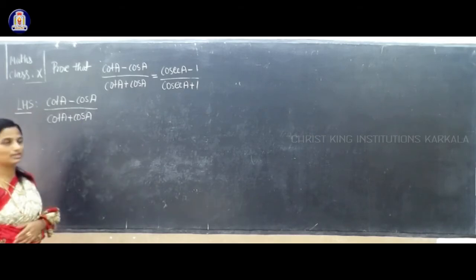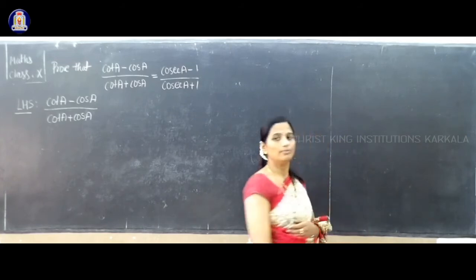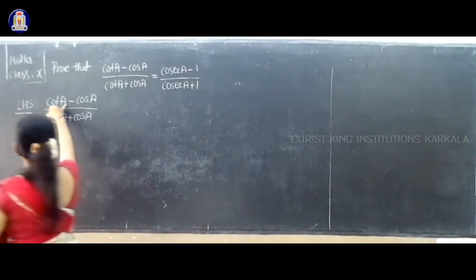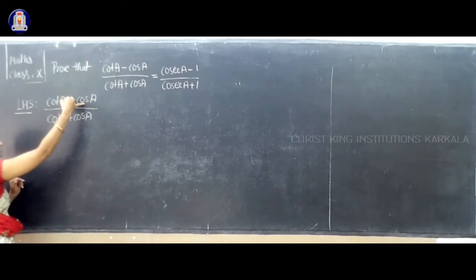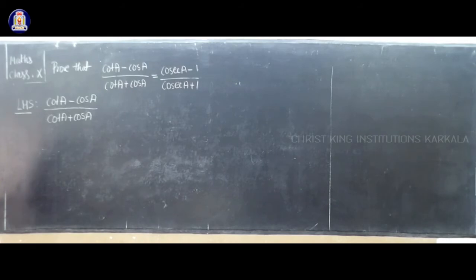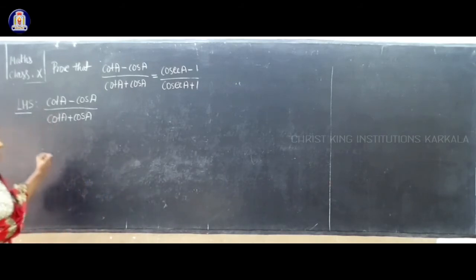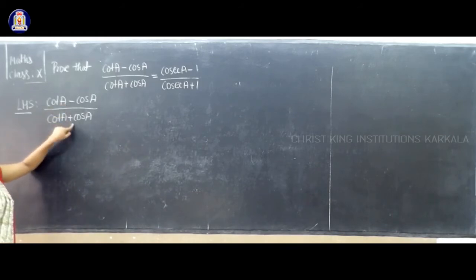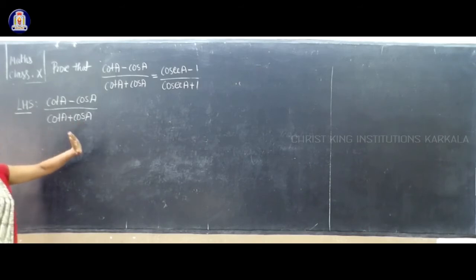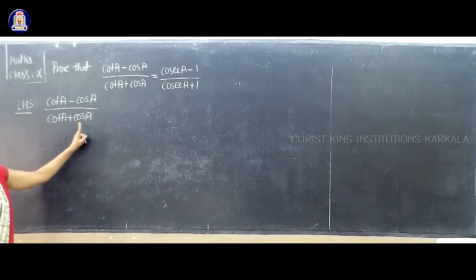Now tell me which method we can apply here. Is it possible to use identity? No, so not possible, because it is cot A, not cot square, and cos A, not cos square. Second, is it possible to apply rationalization? Yes, rationalization is possible, numerator by denominator. I'll apply it and see, because we don't get the answer easily if we use rationalization.